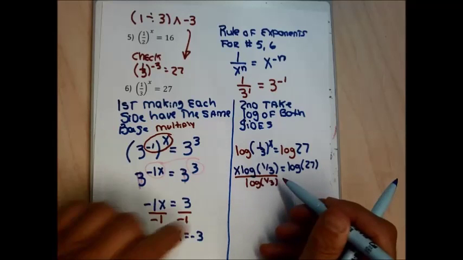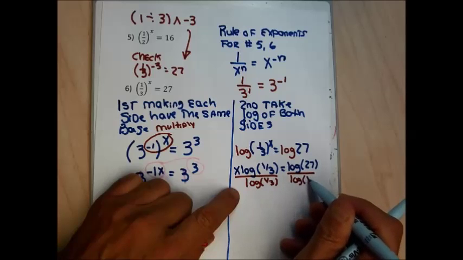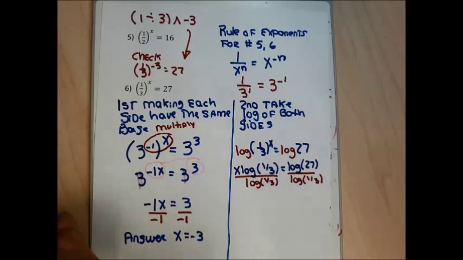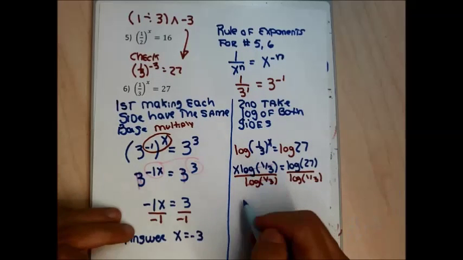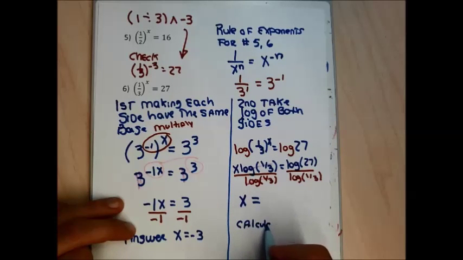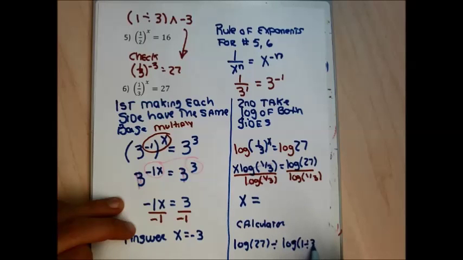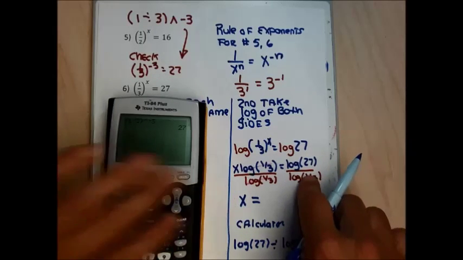The x on the left-hand side is being multiplied by that logarithm, so to get the x detached from that logarithm, I need to divide it on both sides. On the left-hand side, when I do the division, I cancel out the logarithms. I'm left with the x. And on the right-hand side, I'm going to use my calculator. And on my calculator, I'm going to do log of 27 for the numerator, and then a division sign for the fraction bar, and then log of 1 divided by 3. Both the logs are in base 10, so I don't really need anything more than just basically entering what I see there on the right-hand side.